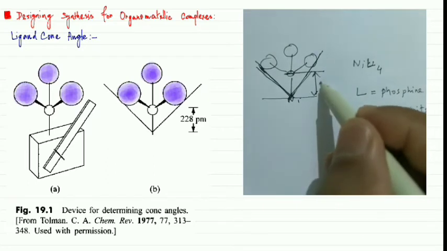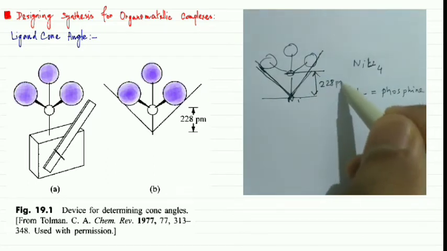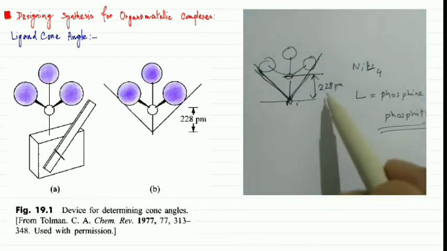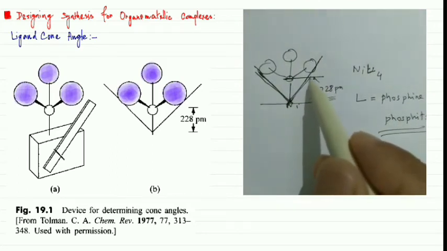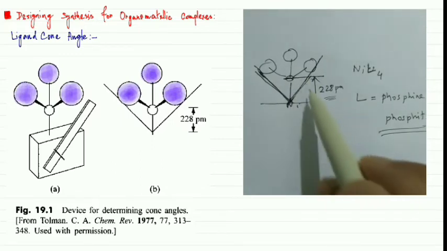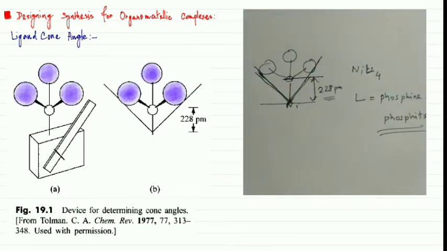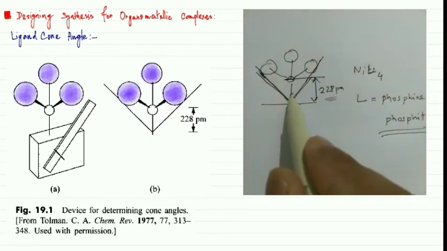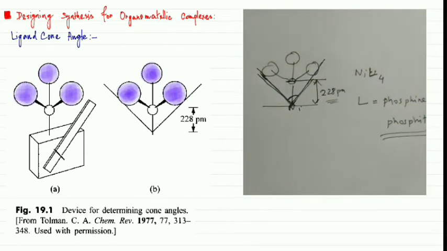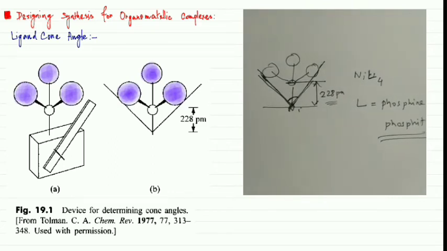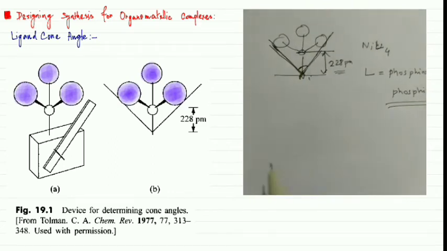At that angle, the distance from the center of the phosphorus to the metal, he found, is 228 picometer. So using this 228 picometer, that means this distance, by using some mathematics, we can calculate the angle which is made by that ligand to that metal. So this is your cone angle.